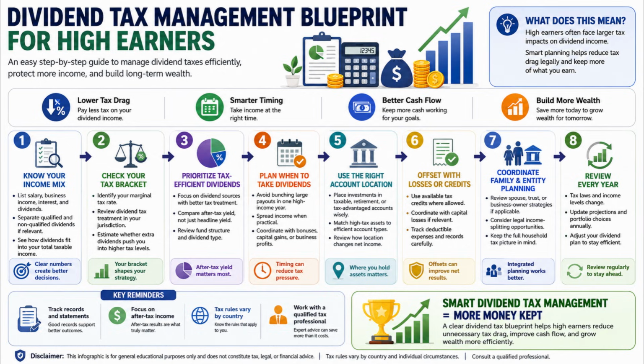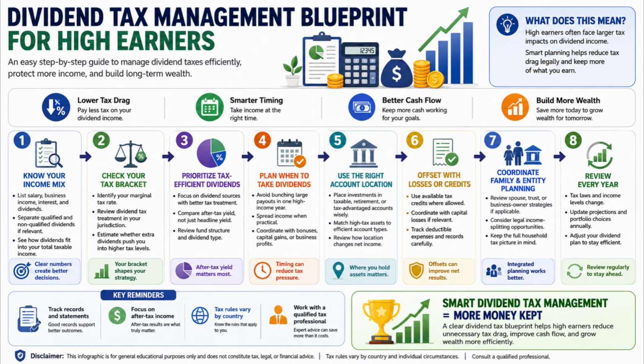List your salary, business income, investment income, interest income, and dividend income. Then separate qualified and non-qualified dividends if that applies in your country. This step gives you a clear picture of how dividends fit into your total taxable income and whether extra dividends may push you into higher tax levels.